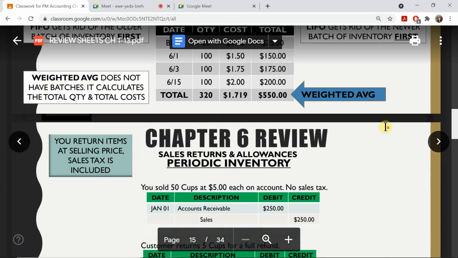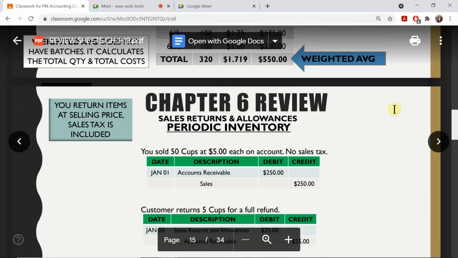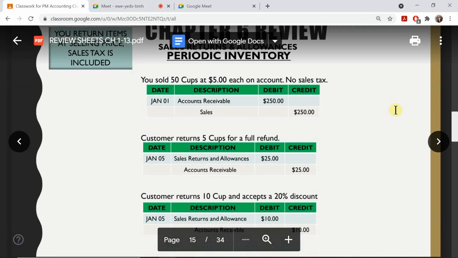Okay? Then in chapter 6, right, we talked about sales, right? Making sure that you understand how to record sales, because that will be a major part of the exam. Okay, being able to record sales, okay, being able to record purchases of inventory. We also need to be able to know how to record the sale of inventory, okay? So making sure that you have sales and sales, right?